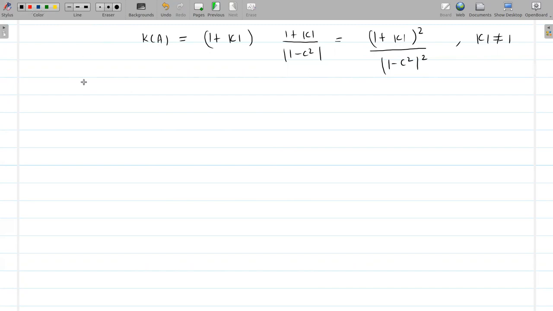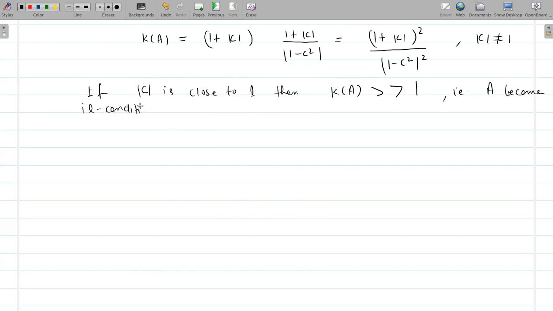Okay, so in other words, if mod c is close to 1, then the condition number of matrix A will be much greater than 1. That is, A becomes ill conditioned. So that answers the second part. If you go near 1 or minus 1, the condition number will be very large and the matrix is ill conditioned.